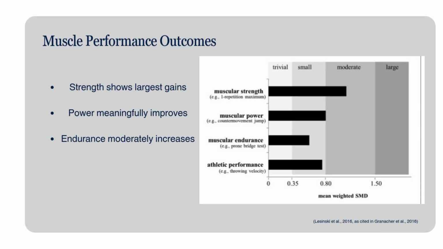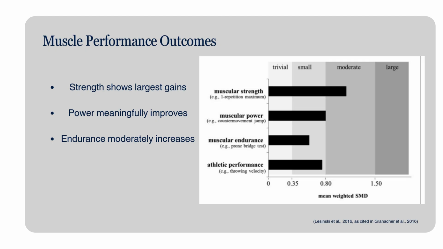In Granacher of 2016, Figure 2 summarizes the overall effects of resistance training. As I point here to the first bar, muscular strength, here at the top, it shows the largest improvement. This reflects increased myofibril density, greater sarcomere addition, and improved motor unit recruitment.